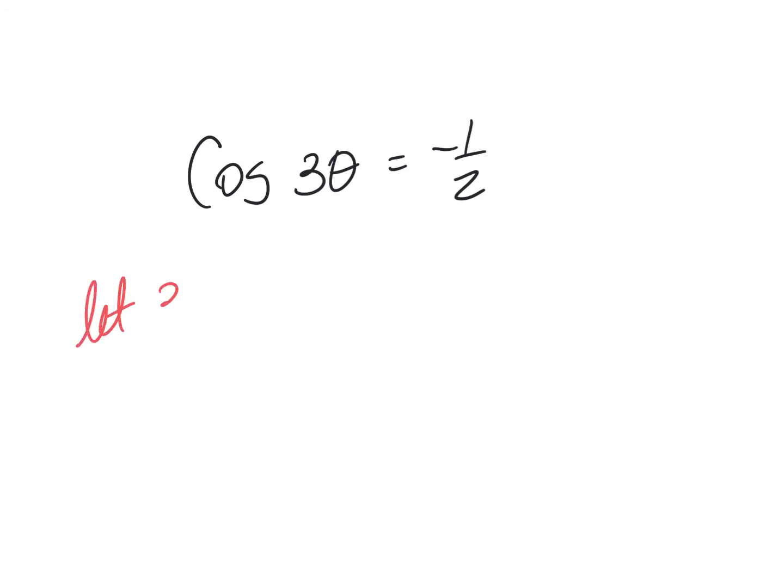So everybody write this one down. Cosine of 3 theta is equal to negative 1/2. You're going to realize pretty quickly that that's the same as a problem we did earlier, except now it's got a 3 on the inside. So let 3 theta equal u. And now the problem will be cosine of u, not 3u, cosine of u is equal to negative 1/2.